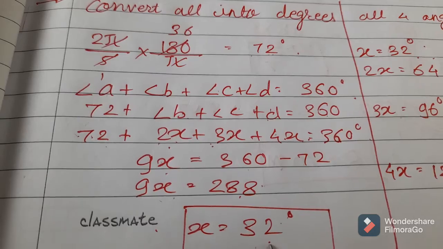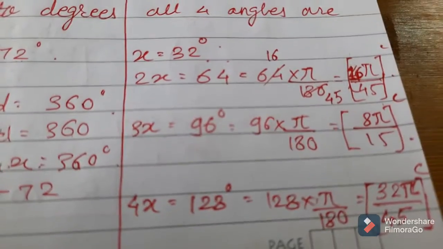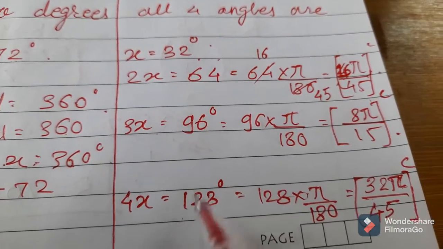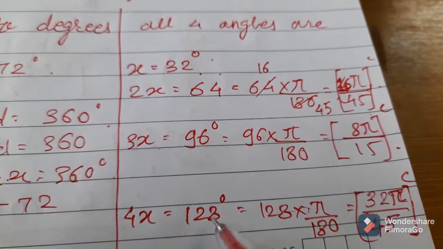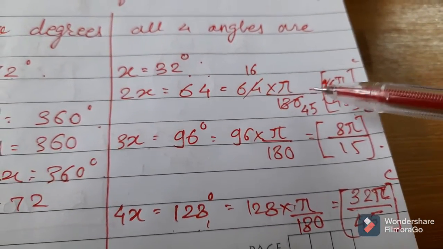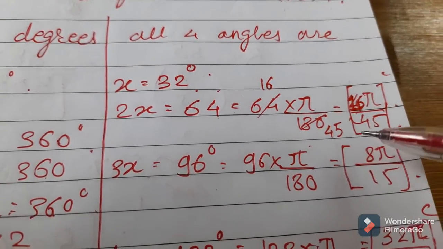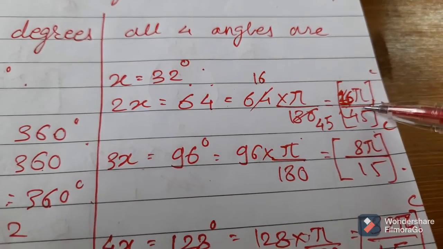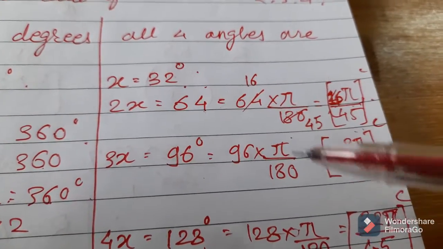Now as x = 32, we can find out 2x, 3x and 4x. So 2x, 3x and 4x are respectively 64 degrees, 96 degrees and 128 degrees. Now converting them into radian measure, we will multiply all of those by pi/180. So 64 × pi/180, we got the value 16/45 pi radians. So 16/45 pi radians is nothing but 64 degrees.